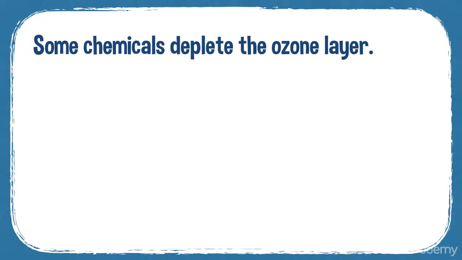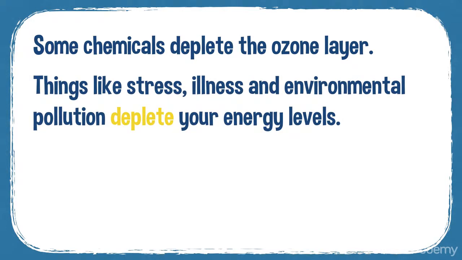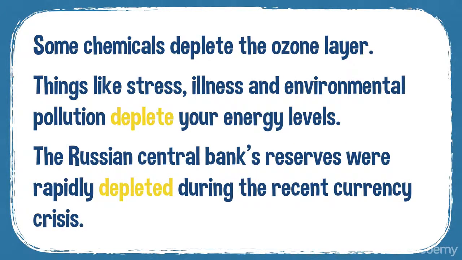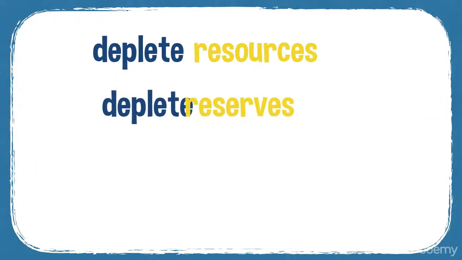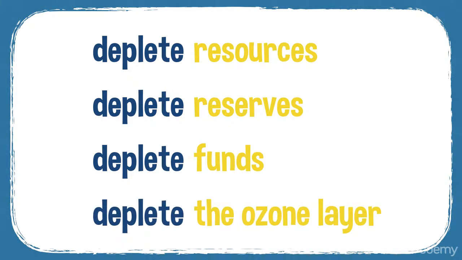So for example, some chemicals deplete the ozone layer. Things like stress, illness and environmental pollution deplete your energy levels. The Russian central bank's reserves were rapidly depleted during the recent currency crisis. So their reserves of money, of dollars, were depleted. So you deplete resources, you deplete reserves and funds, and with the environment these days, you deplete the ozone layer too.